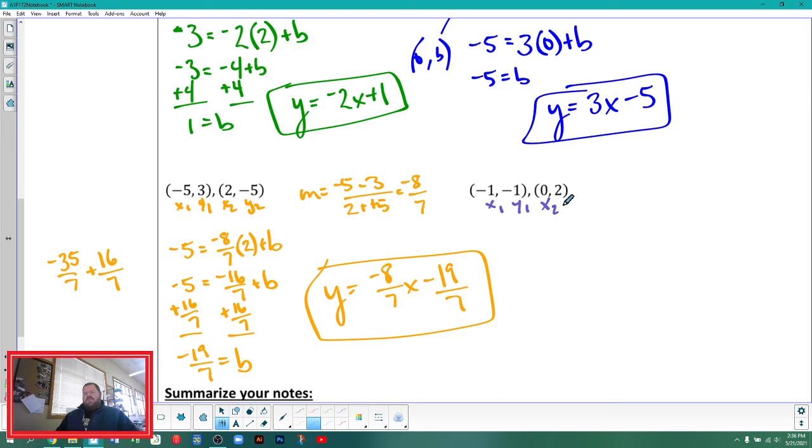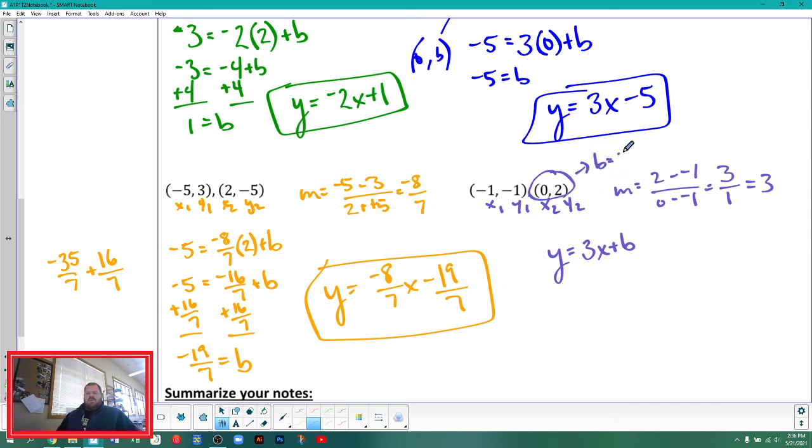x1, y1, x2, y2. Find the slope. 2 minus negative 1 over 0 minus negative 1. 2 minus negative 1 is 3. 1 minus negative 1 is 1. So we get a slope of 3. That's a good start. I'm not sure why I'm writing this step, but I am anyways. Oh, here's why. This tells me my y-intercept is 2, because it's of that form that we just had up above it. So I can just rewrite it. Y equals 3x plus 2.